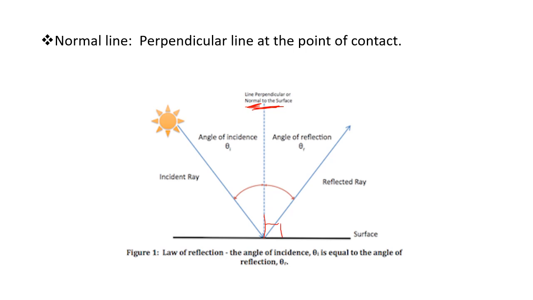Now look at the angle from the normal line to the original beam of light. Here's our light traveling in this direction, and then it comes off in this direction. So this angle of incidence is going to be equal to this angle of reflection over here.